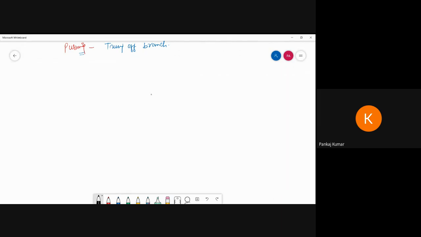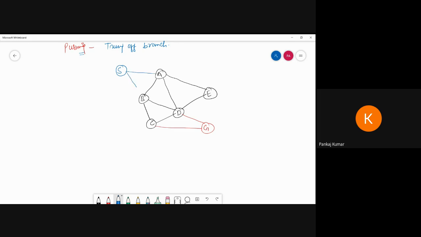So we calculate the distance A to B, then B to C, then C to D, then D to E. Then A to D is given, and the other edges are given too. And now this is the goal state, and this will be the start state.